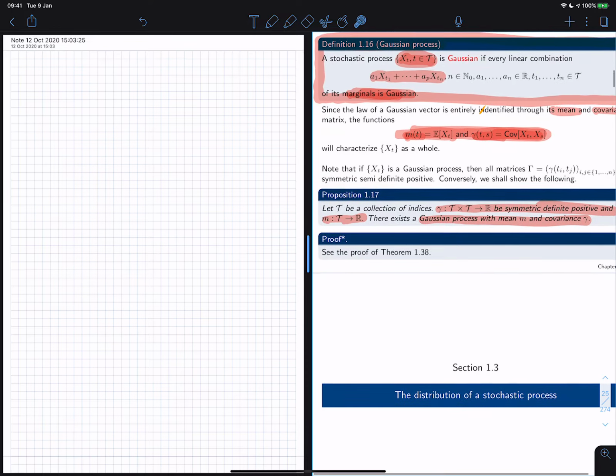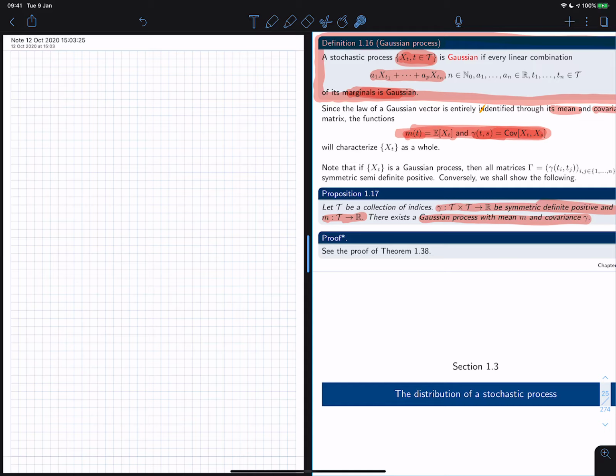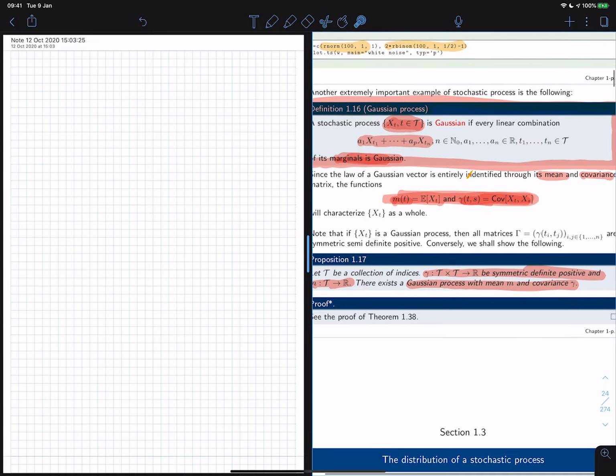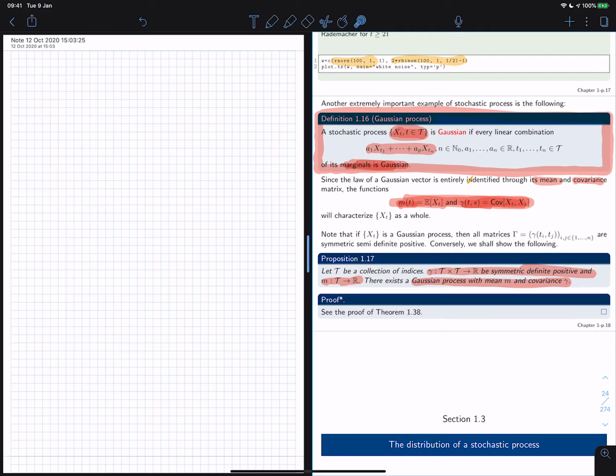Two important functions that can be associated to a Gaussian process are the mean function and the covariance function, which then describe the distribution itself. There was a theorem, which we will more or less prove today, which says that if you give me a Gaussian process, I have a mean and a covariance. But if you give me a covariance function, then there exists a Gaussian process which has exactly this mean and this covariance function.